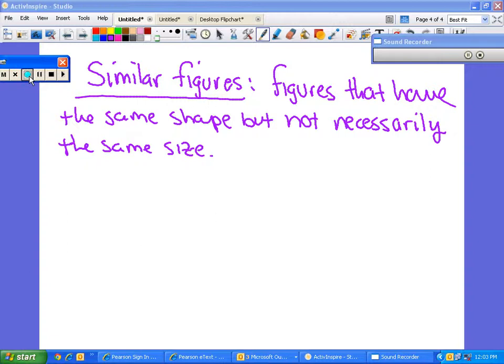But what are we going to look at? What do we want to see if they are similar? If they are in what? In proportion. That's exactly right. Okay, so we have another vocabulary term.